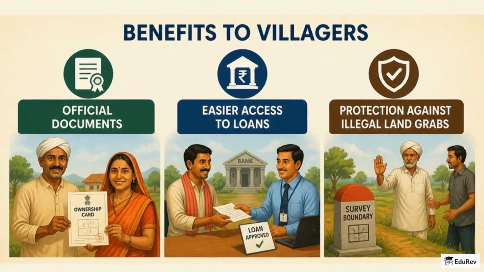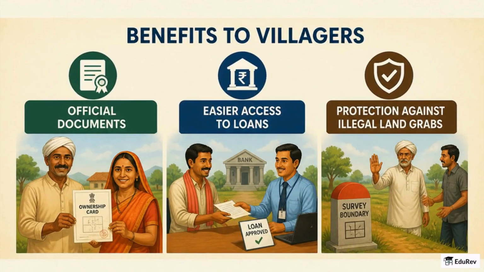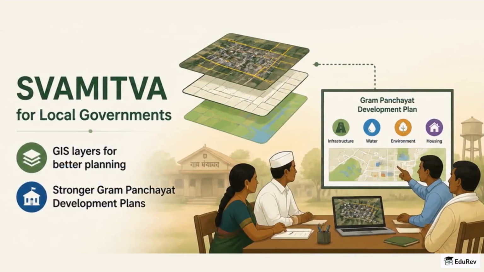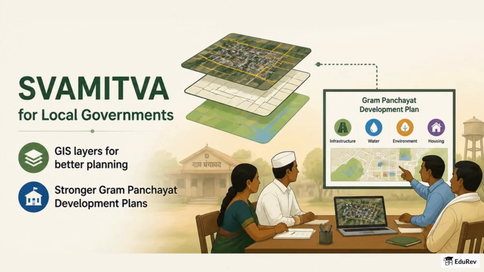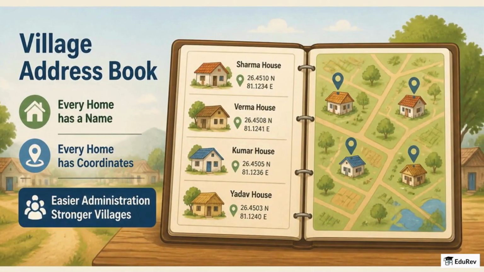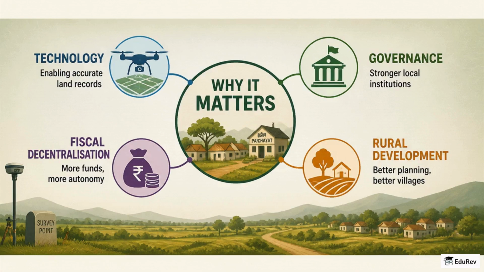Benefits to villagers include official documentation, easier access to loans, and protection against illegal land grabs that happen due to unclear records. For local governments, Swamitva provides GIS layers that feed into Gram Panchayat development plans and improve planning decisions. A useful memory image is a village address book. Every home with a name and coordinates makes administration easier. This concept is very important for your exams because it links technology to governance, fiscal decentralization, and rural development.